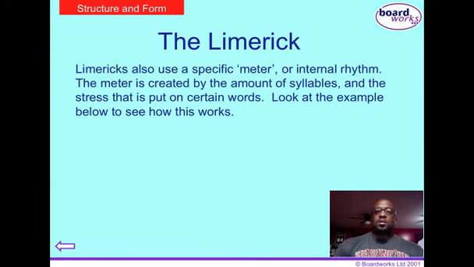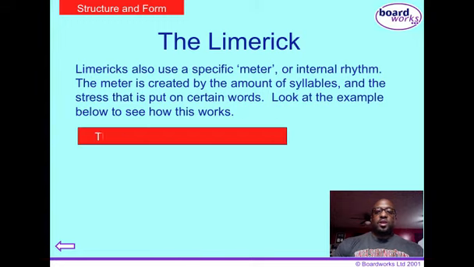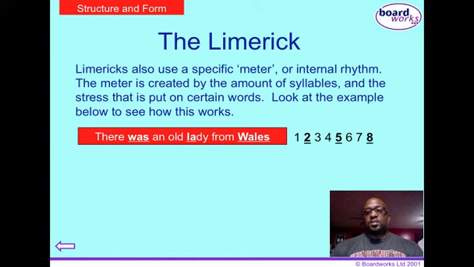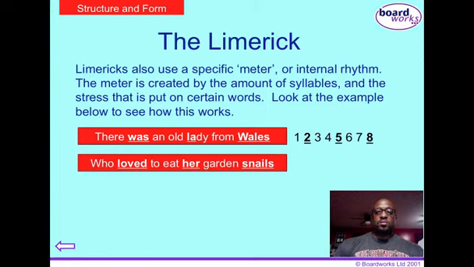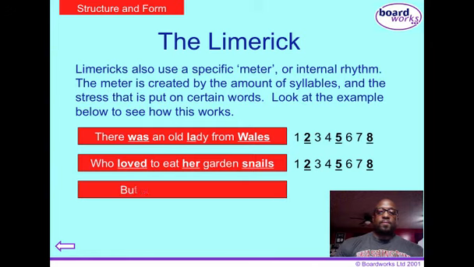All right, so let's look. It has a specific meter, the limerick, and an internal rhythm, which is created by the number of syllables and the stress. So we'll see how this works. There was an old lady from Wales. So you have 1, 2, 3, 4, 5, 6, 7, 8. So the emphasis is on the 2nd, 5th, and 8th syllables. Who loved to eat her garden snails. Again, the emphasis on the 2nd, the 5th, and the 8th syllable.